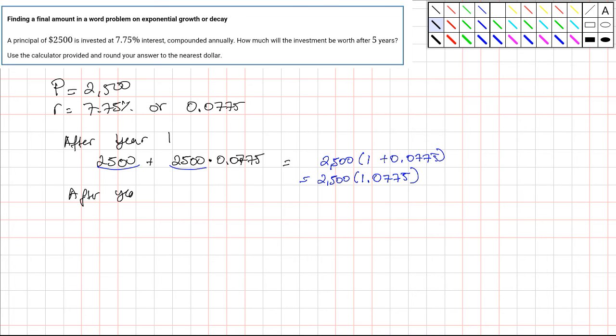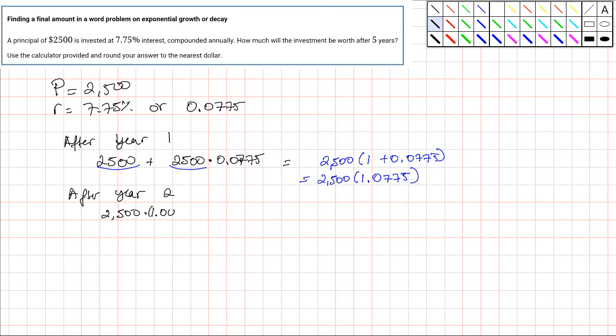Okay, now we go back and let's look at year two. After year two, the new principal for that year is $2,500 times whatever you get here. Notice that we're not really doing any calculations, we're just writing down what it would be without actually performing the calculations. Now this is our principal for year two, but now we have to multiply this times the interest. So the principal would be 2,500 times 1.0775, times the interest rate, which is 0.0775.